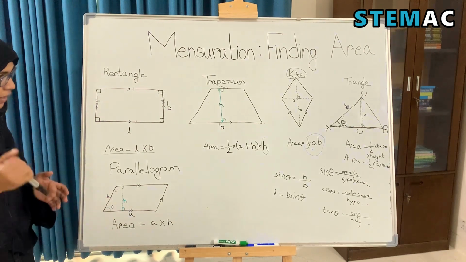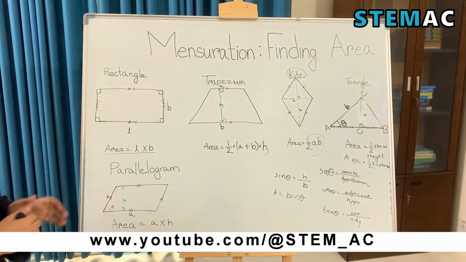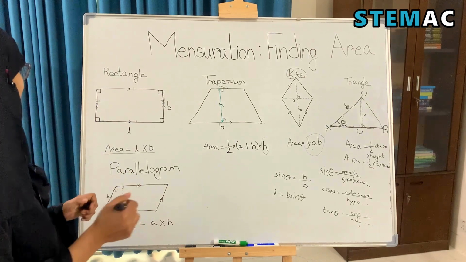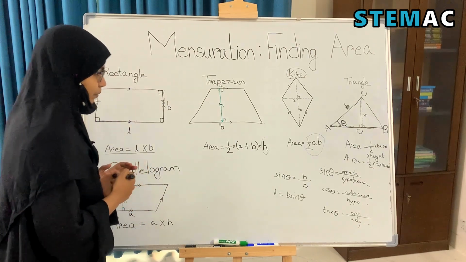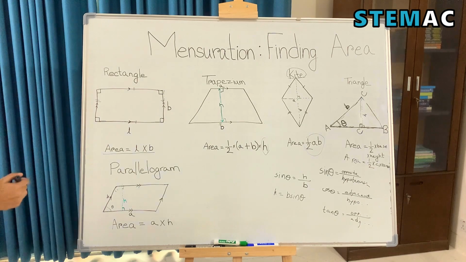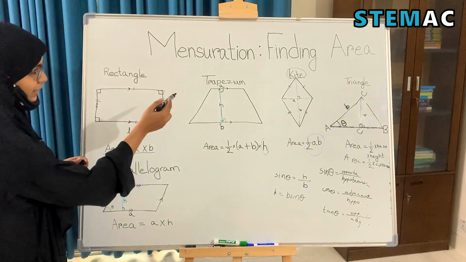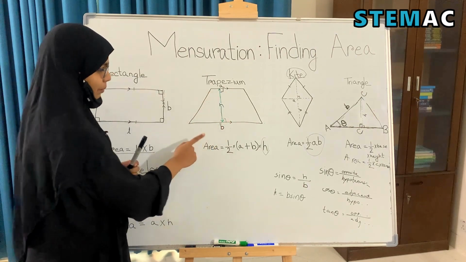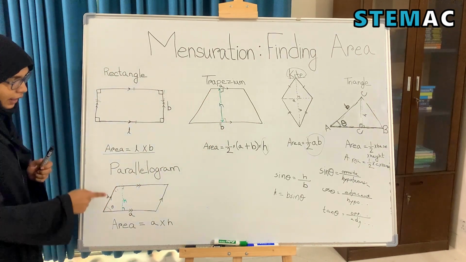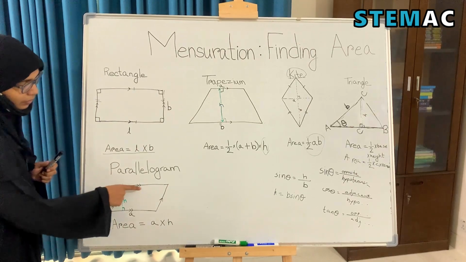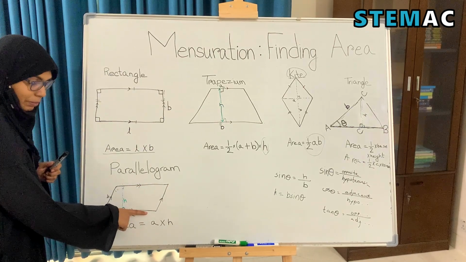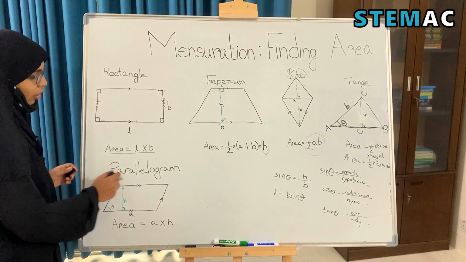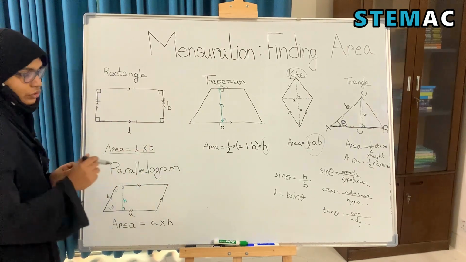So, you might notice that there is one similarity between parallelogram and trapezium, and that is, in trapezium we say that only one pair of opposite sides are parallel, and also here in parallelogram one pair of opposite sides are parallel. That is why we can also call parallelogram a trapezium.